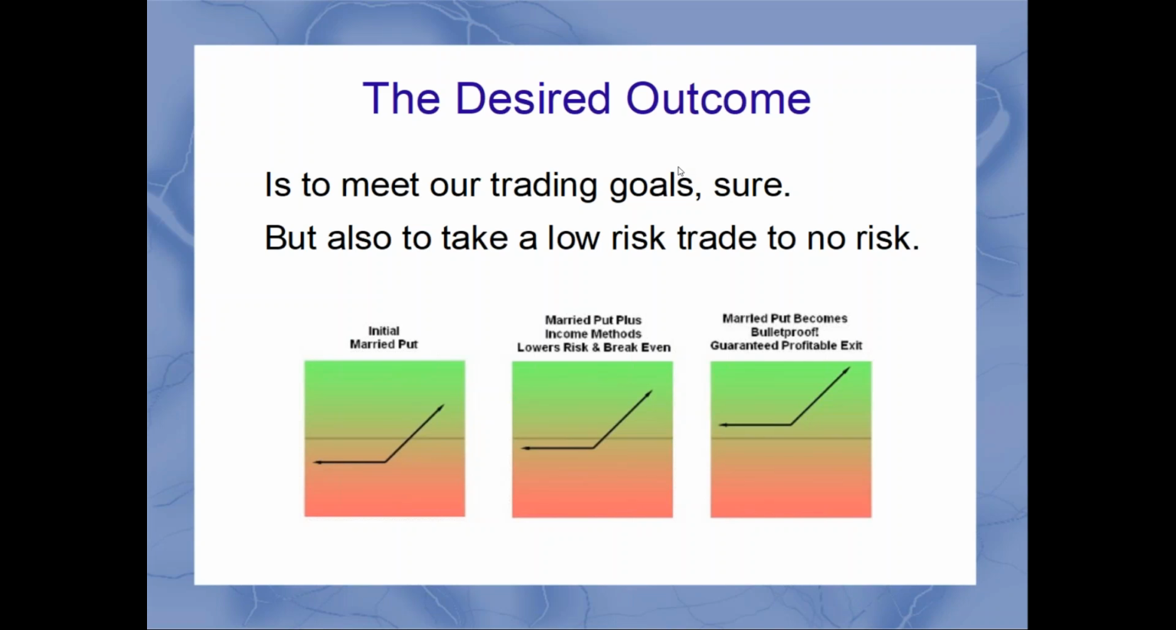The desired outcome is to meet our trading goals, of course, but also to be able to take that low-risk trade we started off with and potentially make it a no-risk trade without hurting the upside profits too much. So as you can see, we start off with initial married put, low-risk trade. As we make an adjustment or an income method, we're going to lower the risk and we're going to lower the break even on the total position. And then eventually we can get to step number 3 where there's no risk on the trade and we still have unlimited potential upside.